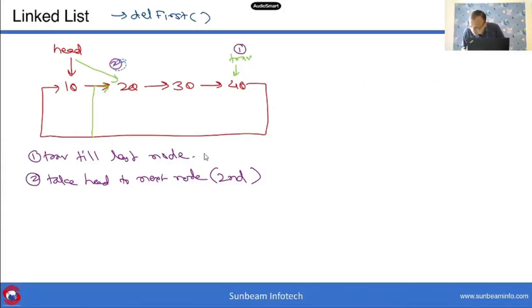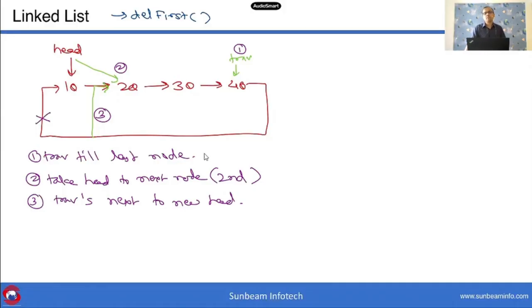And then what should be the third step? Now whatever is your new head, then I'm saying that trav's next to this new head. It's trav's next to the new head. That's probably the third thing, so that this link is automatically broken. I guess nothing much we need to do.